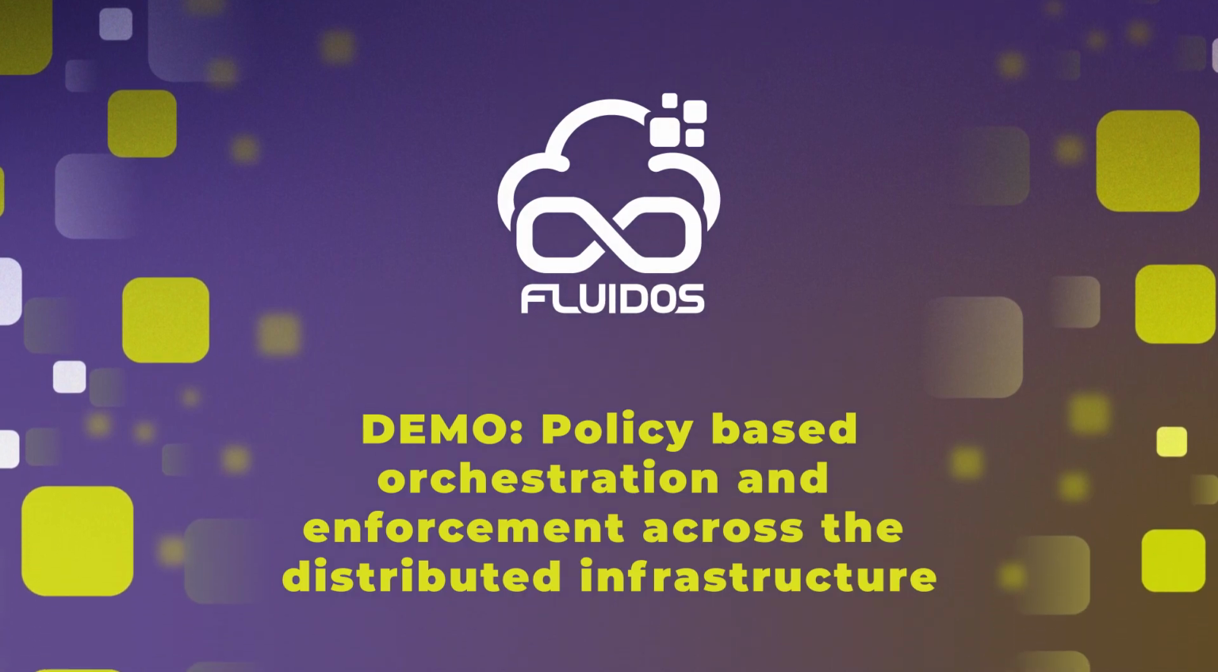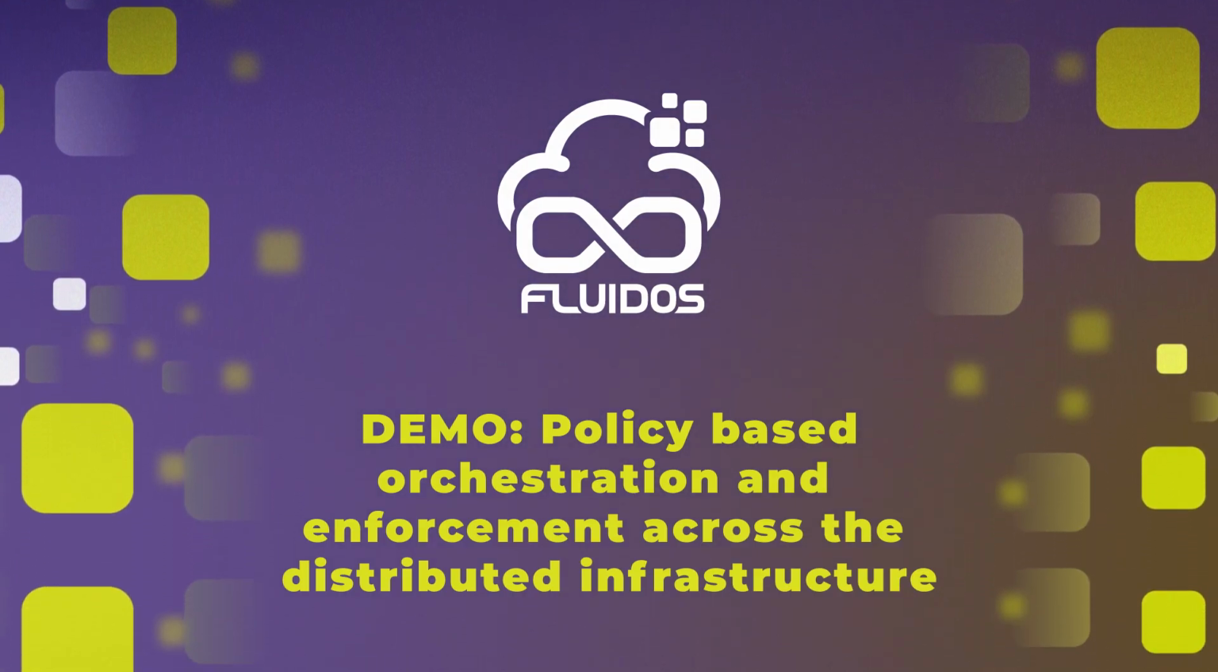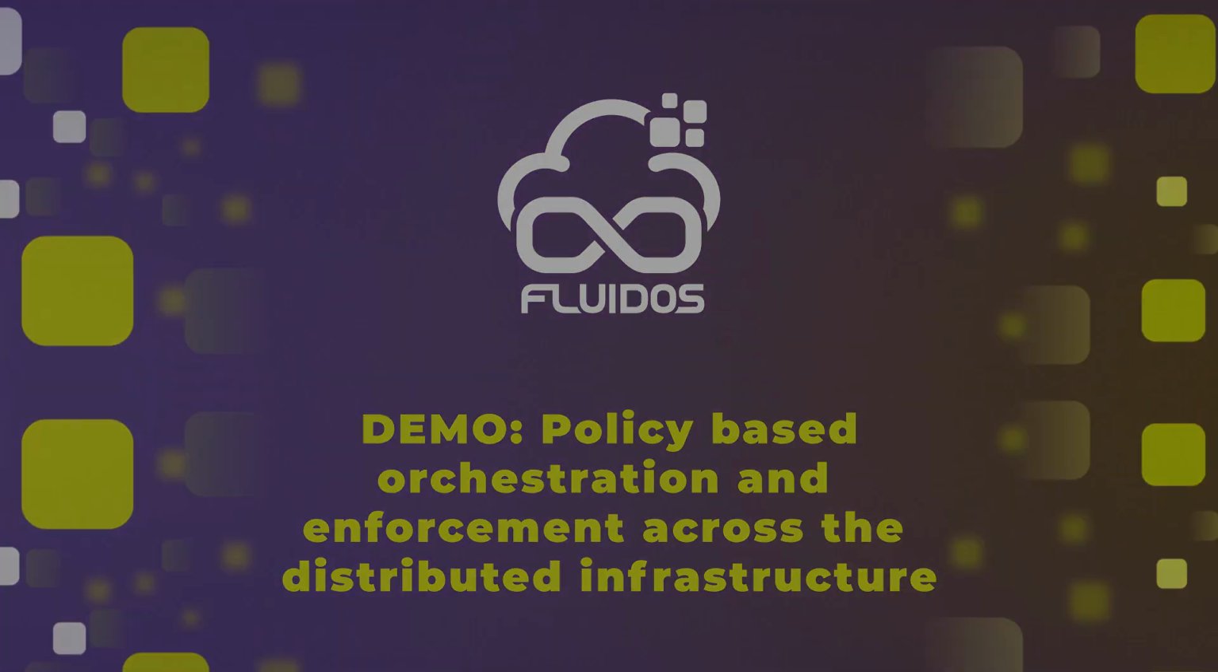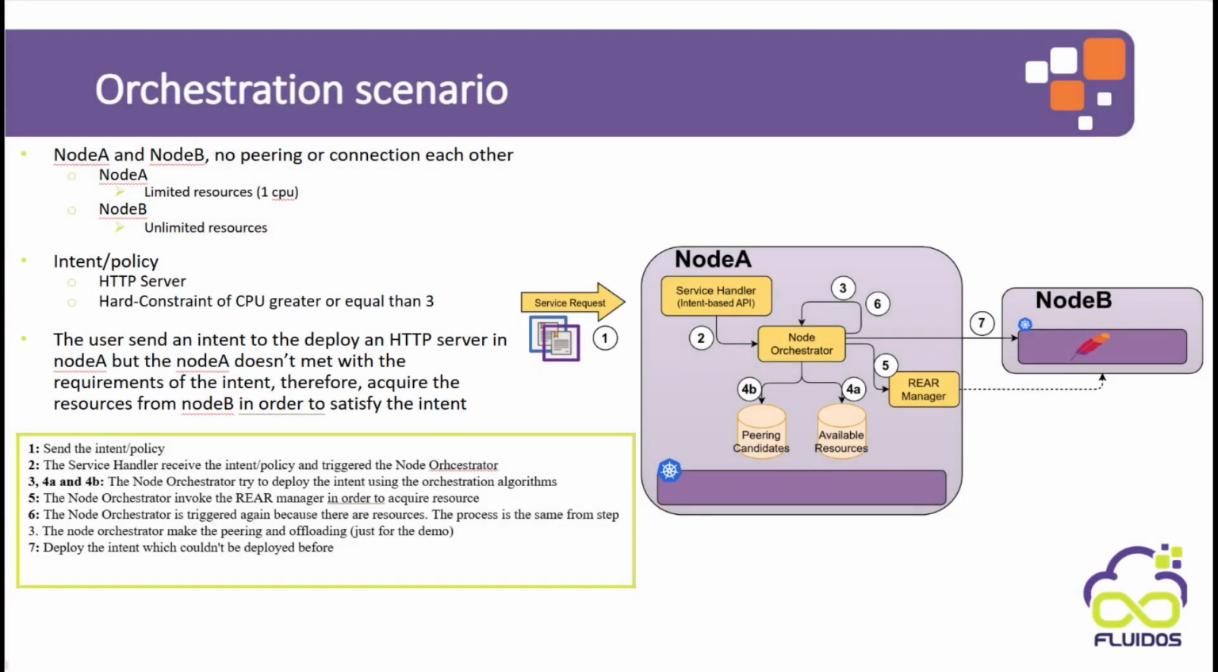Hello, I will present a demonstration on policy-based orchestration and enforcement across the distributed infrastructure, using the UMU orchestrator in this case. In this scenario, on one hand, we have two nodes, node A and node B. There are no connections present between them, and node A possesses a limited resource.